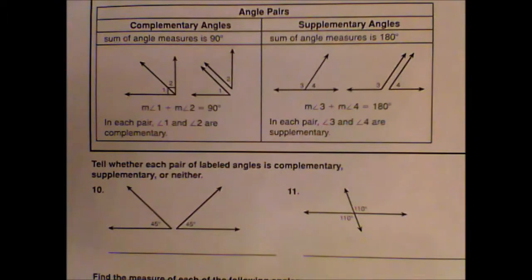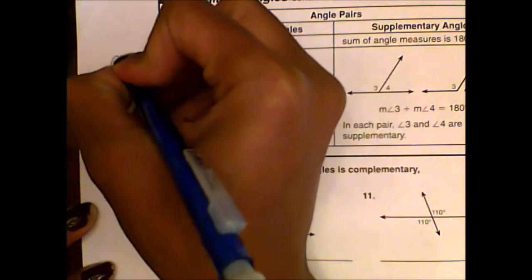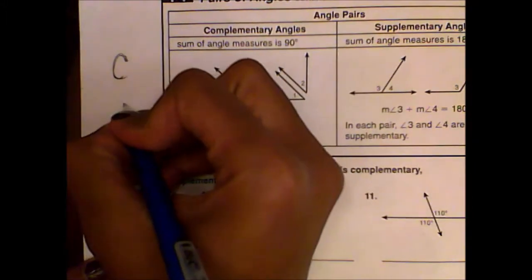Now the difference between complementary and supplementary. If you have trouble remembering which one is 90 and which one is 180, the way I show my students is: complementary, or complement, starts with the letter C, and supplementary, or supplement, starts with the letter S.